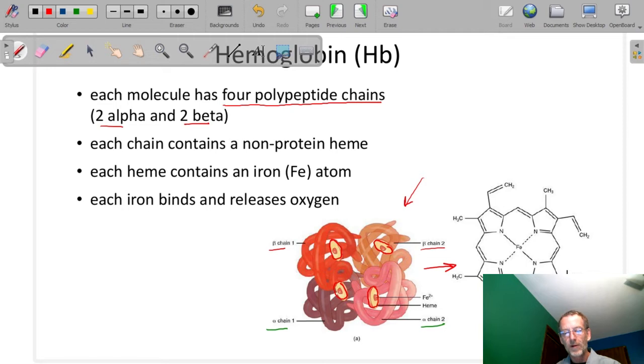Here is the heme. It's not a protein. It's a complex ring structure with an iron in the center. And it's that iron atom that can bind and release molecular oxygen. So when we look at the breakdown of red blood cells, we're going to have to look at the heme portion. We're going to look at the globin portion, the peptide, the non-protein part, and the iron.